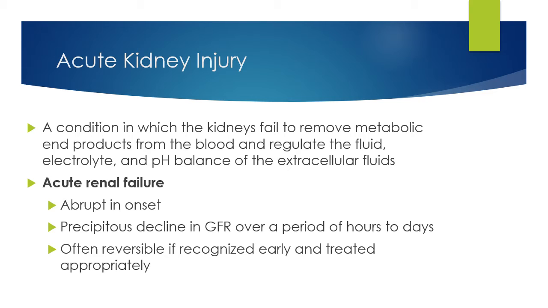Acute kidney injury is a condition where the kidneys fail to remove the metabolic end products and to regulate the fluid, electrolyte, and pH balance of extracellular fluids. This can also be called acute renal failure. It's an acute kidney injury that is abrupt in nature and often reversible, but there's a precipitous decline in the GFR over a period of hours to days. So it occurs rather rapidly due to some insult to the kidney.